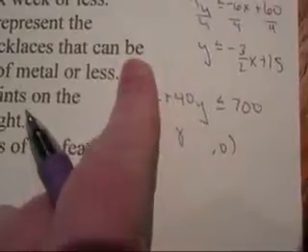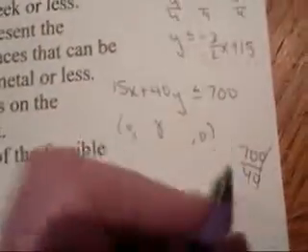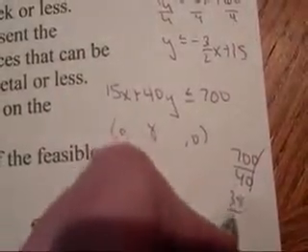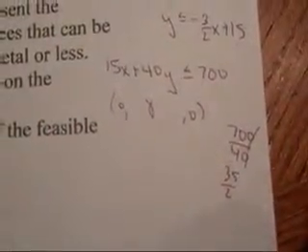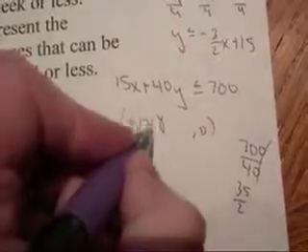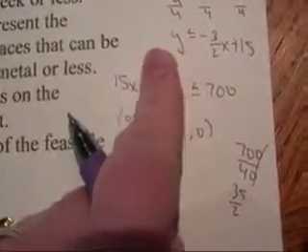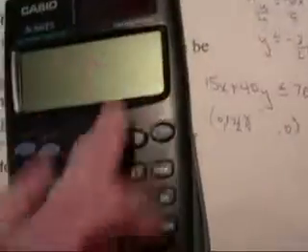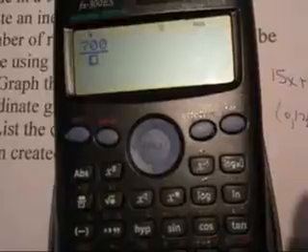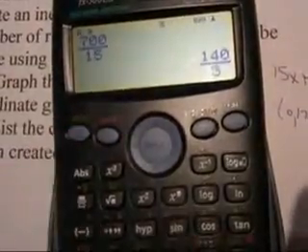If I divide 700 by 40, 70 over 4 is 35 over 2 is 17 and 1/2. If I plug in 0 for the y, 700 over 15, I don't think I trust myself to do quite as good a job. 46 2/3.